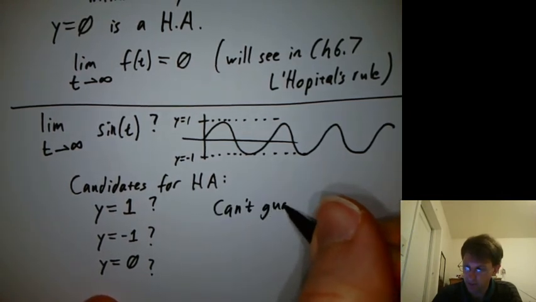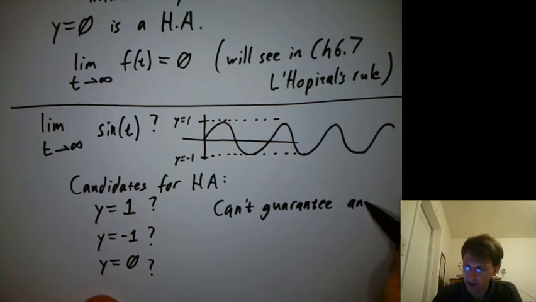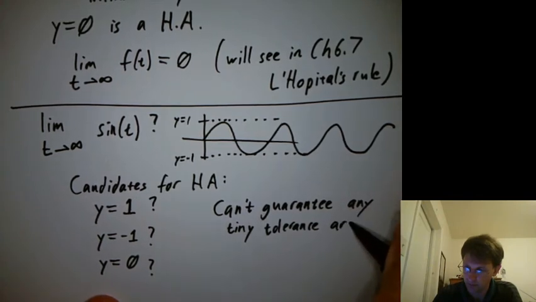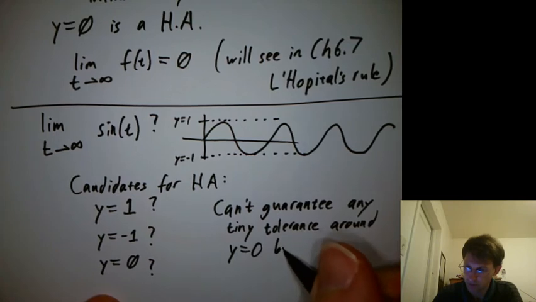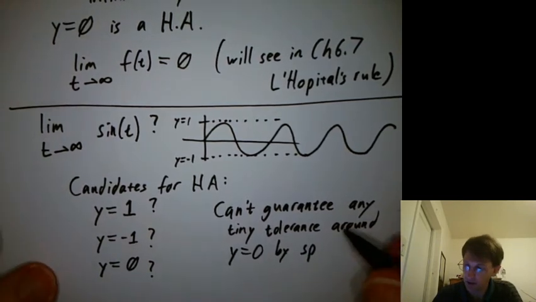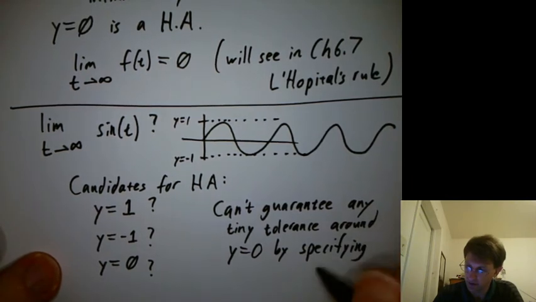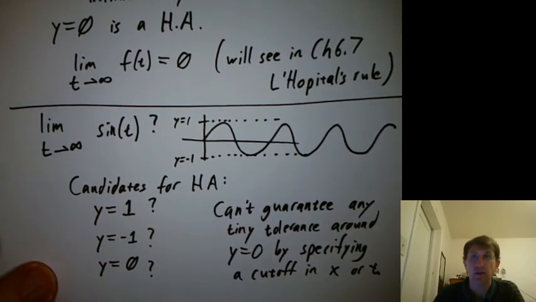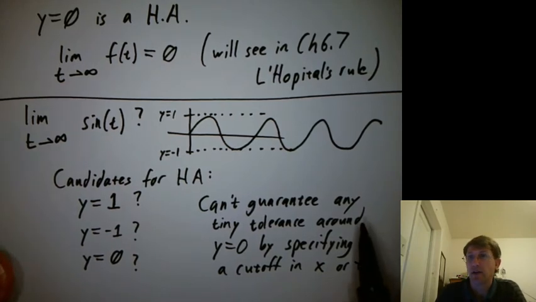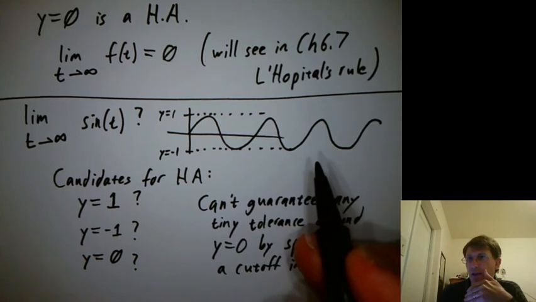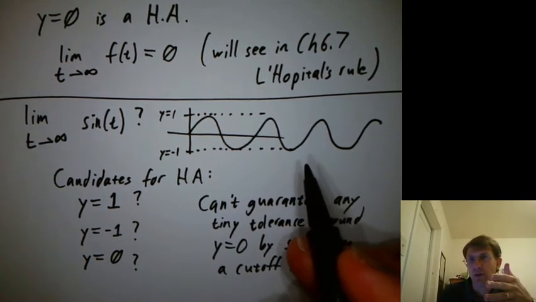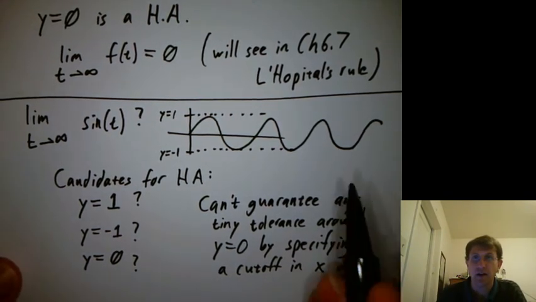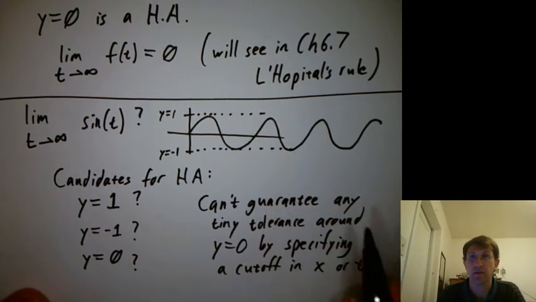So we can't guarantee any tiny tolerance around y equals 0 by specifying a cutoff in x or in t. So this limit does not exist. And which kind of does not exist is it? What's happening with the y values? Are they shooting to infinity? Is there a left-right mismatch? Well, we're only going to the right. There's no left. You can't come in from the left from above infinity. So this is the oscillating without settling down kind of DNE.